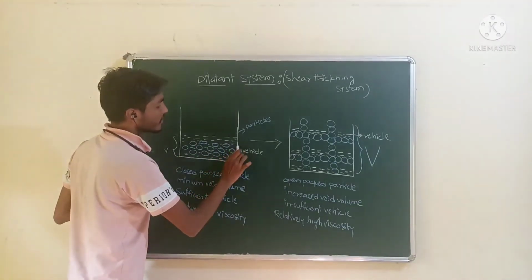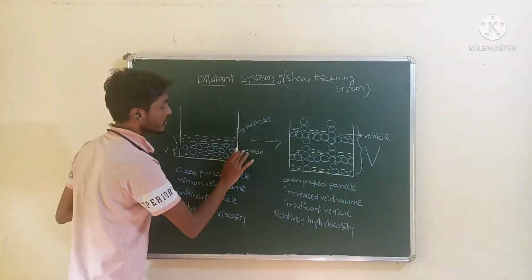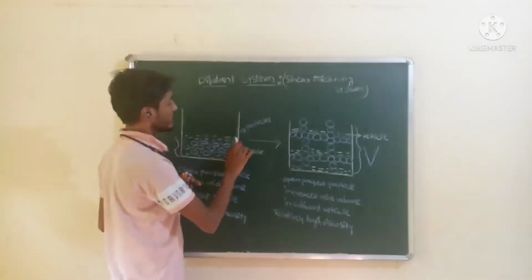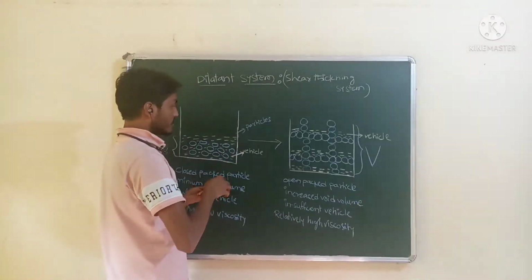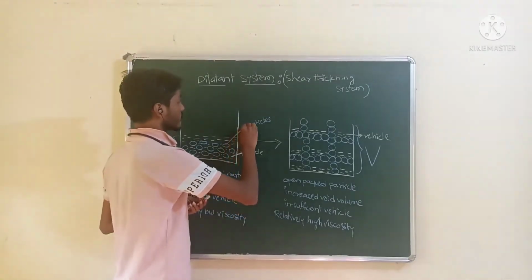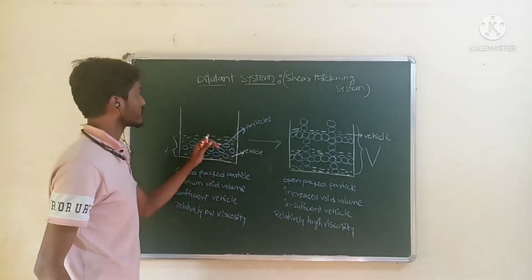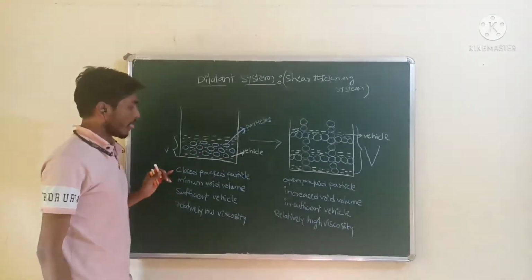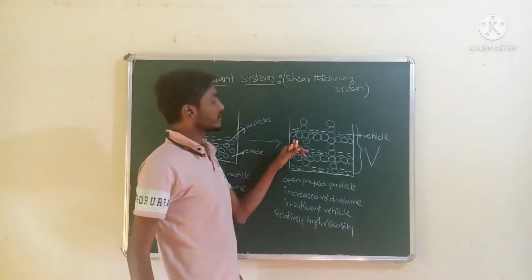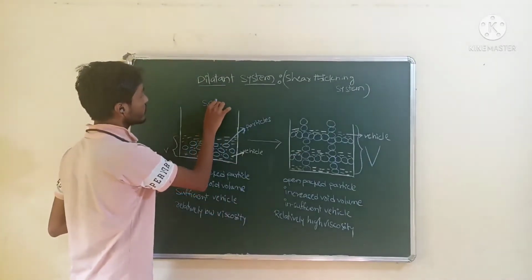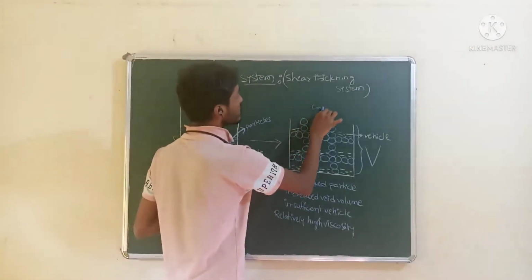And this is the vehicle. Vehicle means nothing but solvent. This dotted line indicates the solvent vehicle. These are the particles, and these are the solvents present in the system. And here the gel is formed. Here this is called the sol form. This is called the gel form.